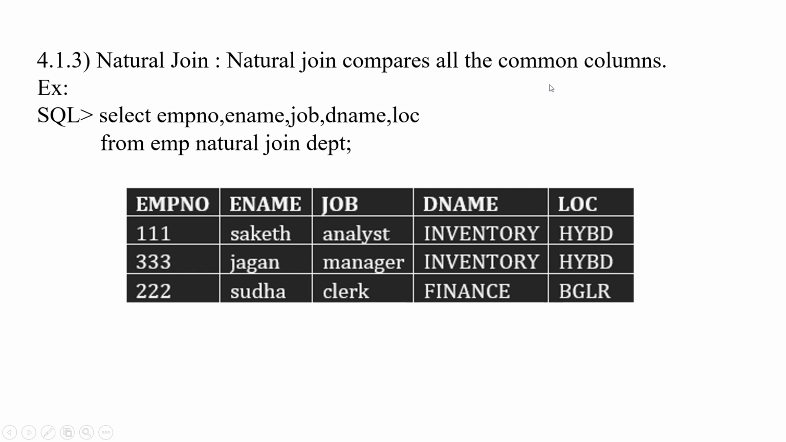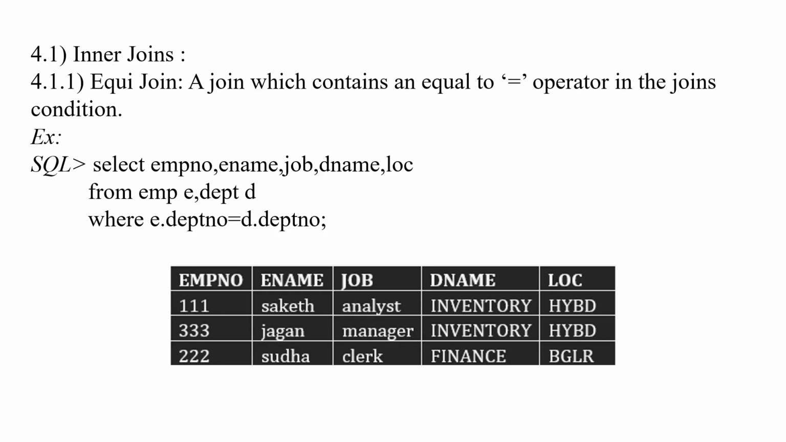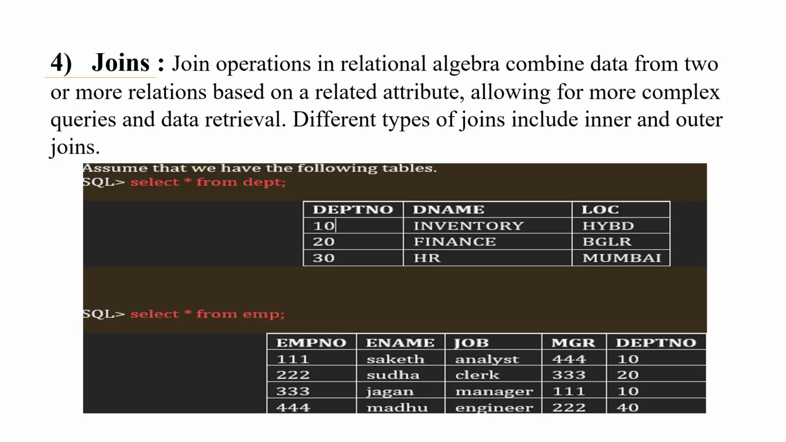Now the third type is natural join. Natural join compares all the common columns. Now if we want to return the common columns, we use natural join. This is the syntax, SQL query. Select EMP number, ename, job, DName, LOC from EMP natural join department DEPT. While performing this operation, the common columns are returned.